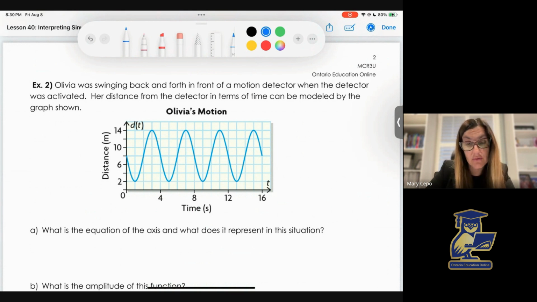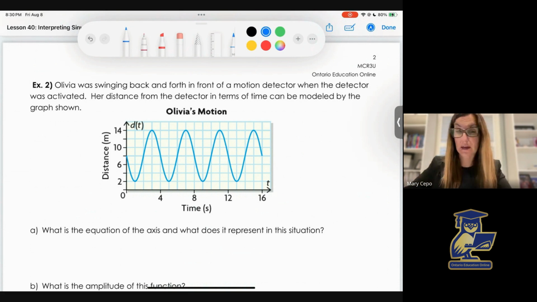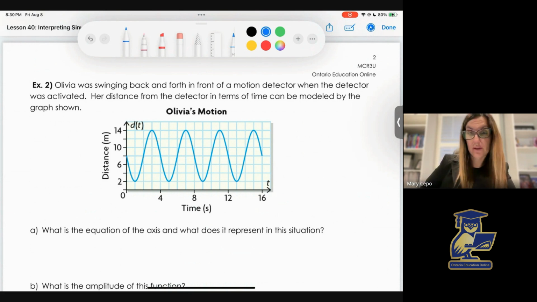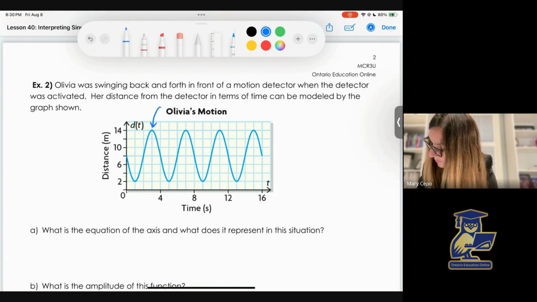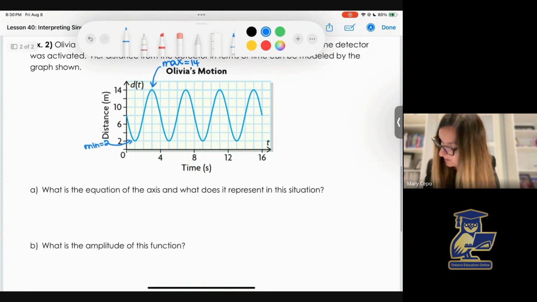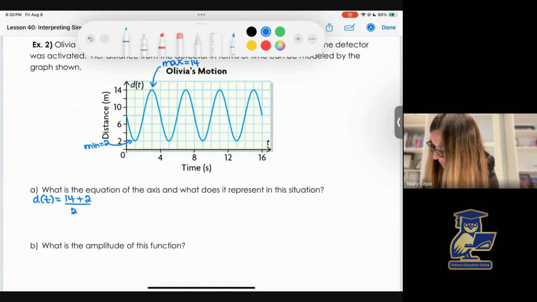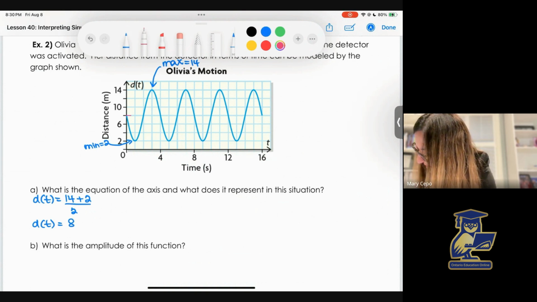Again, we're given a graph. In order to calculate the equation of the axis, we do need the maximum and the minimum. Remember, max plus min divided by 2 is the equation used to calculate the equation of the axis. So let's do that. We know the max is equal to 14 and the min is equal to 2. So d(t) is equal to 14 plus 2, which is 16, divided by 2, which is 8. Does that look like it on the graph? Sure does.